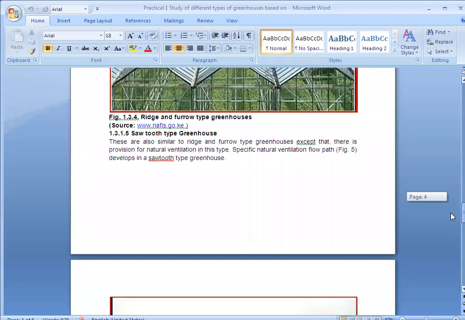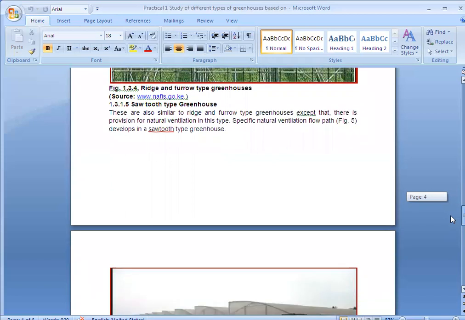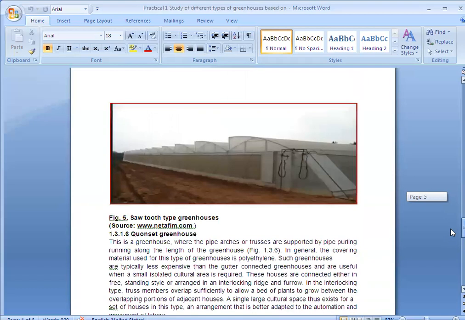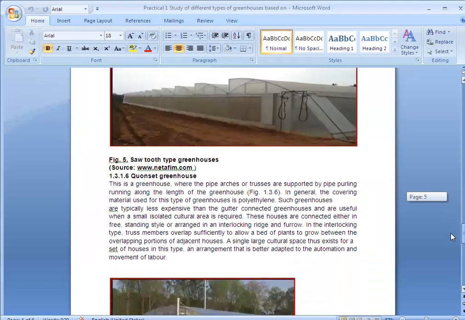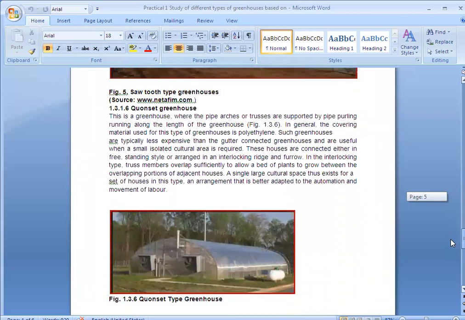This is also similar to ridge and furrow type greenhouse except that there is provision for natural ventilation in this type. A specific natural ventilation flow path develops in a sawtooth type greenhouse. This picture shows sawtooth type greenhouse and quonset greenhouse.